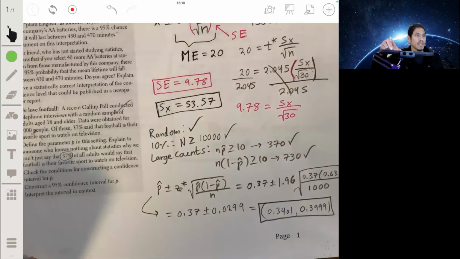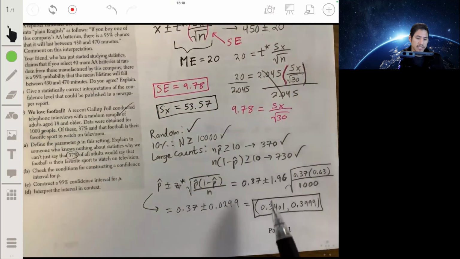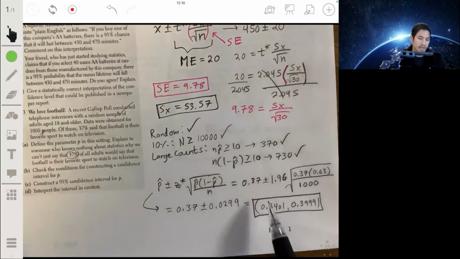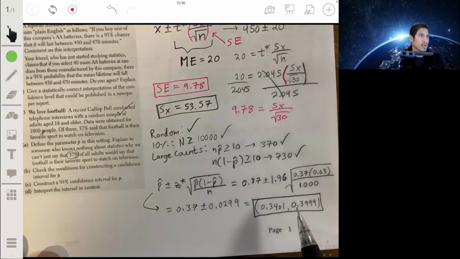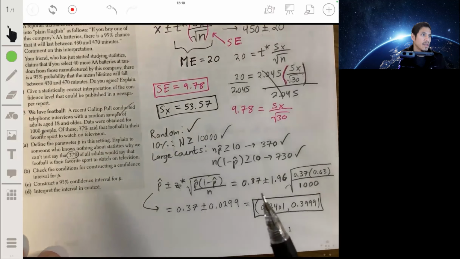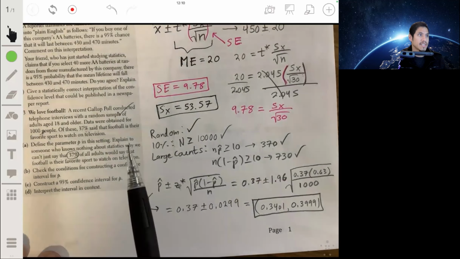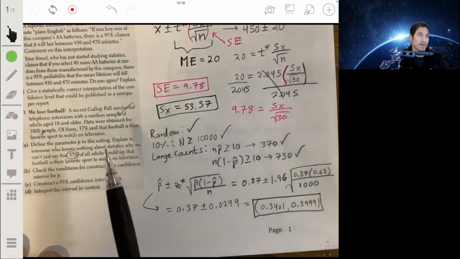And to interpret this in context, we just say that we are 95% confident that the interval 0.3401 to 0.399 contains our true population proportion, which is representing the true proportion of adults that say that football is their favorite sport to watch on television.